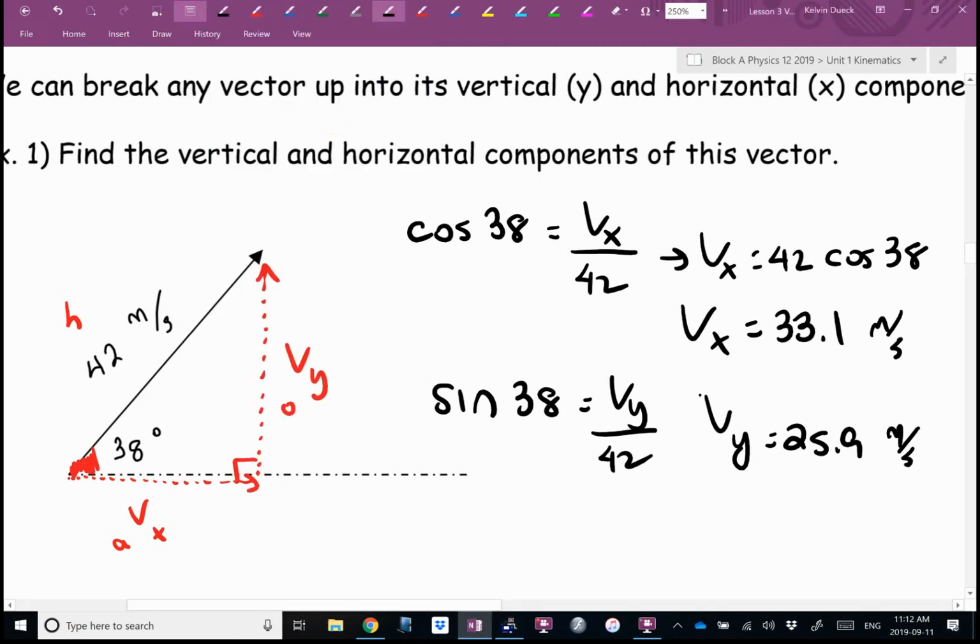So, going up at an angle 38 degrees above the ground at a velocity of 42 meters per second, that's the same as traveling 33.1 meters sideways whilst simultaneously traveling 25.9 meters up. They're mathematically identical. And we're often, almost always, going to take a slanty line and refuse to deal with it. We will break it into its components, its horizontal and vertical components, so that we can wrap our brains around it easier.